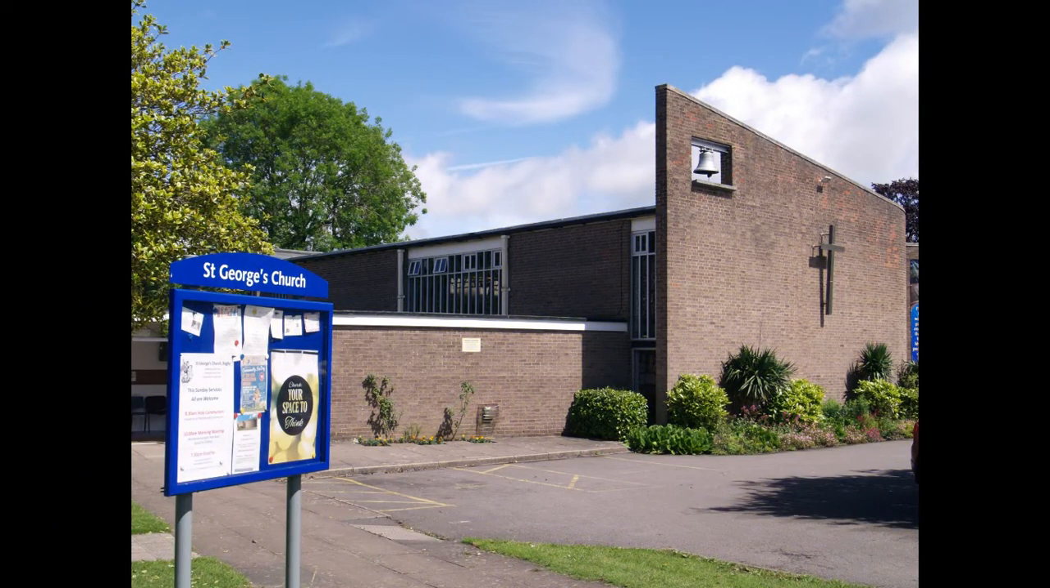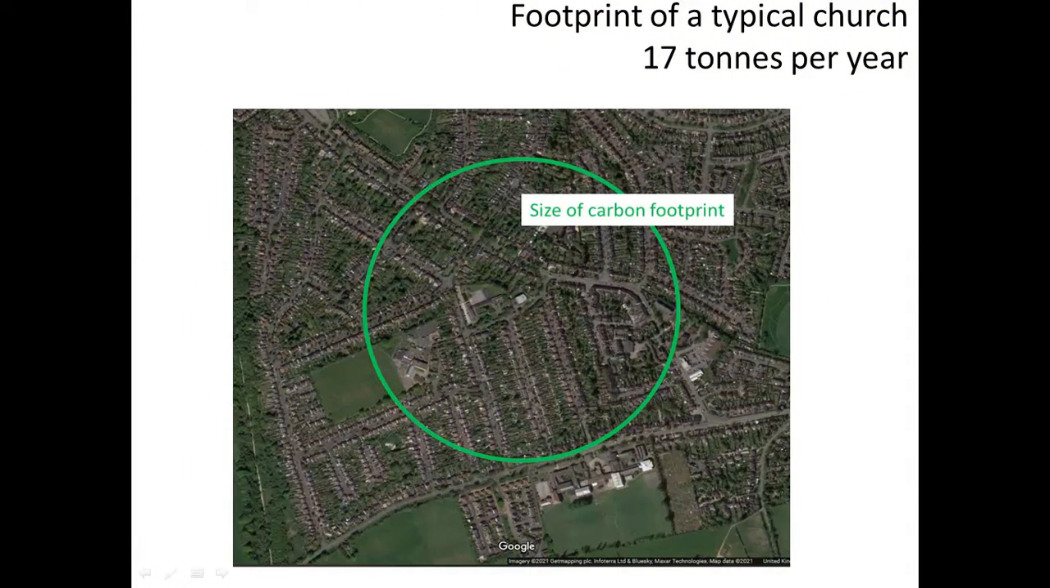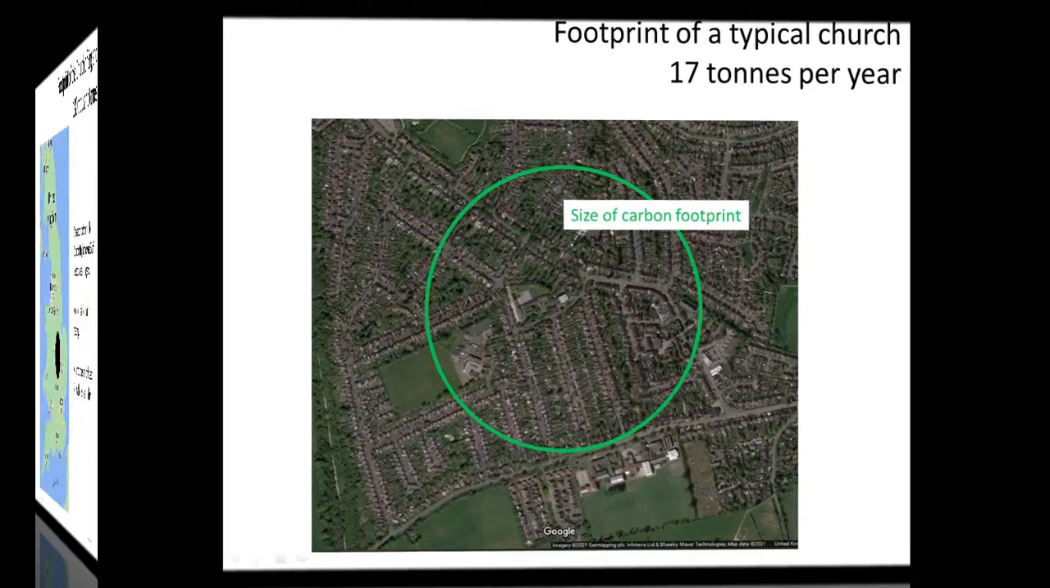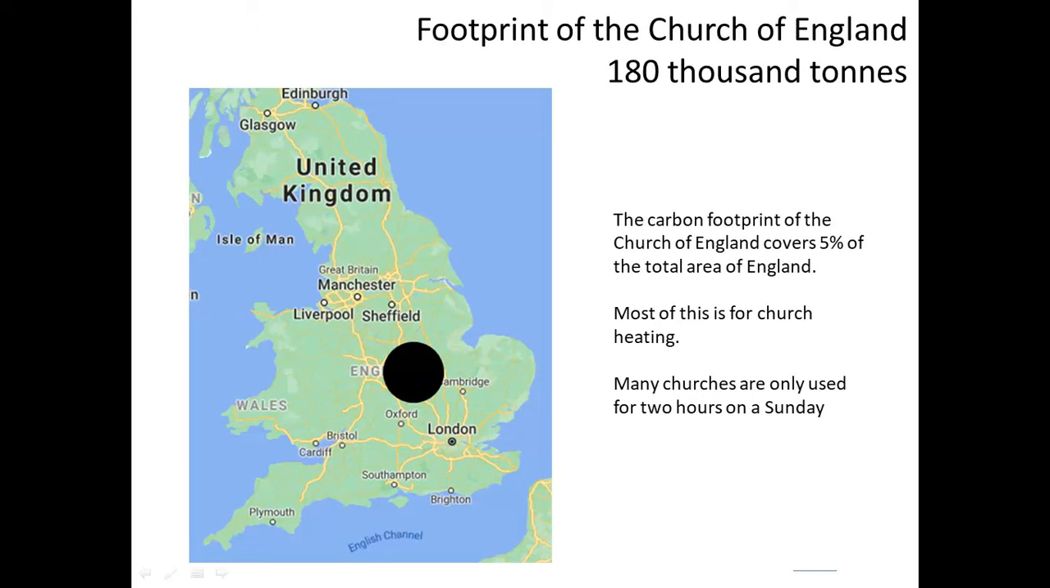What does this look like? Here we can see the size of a carbon footprint of a typical church emitting 17 tons of CO2 per year. It occupies a large amount of the parish. The whole of the Church of England is emitting 180,000 tons of CO2 per year. The carbon footprint covers about 5% of the total area of England.